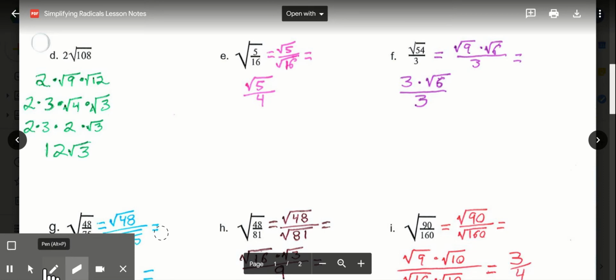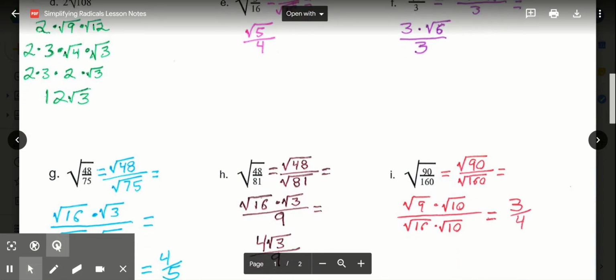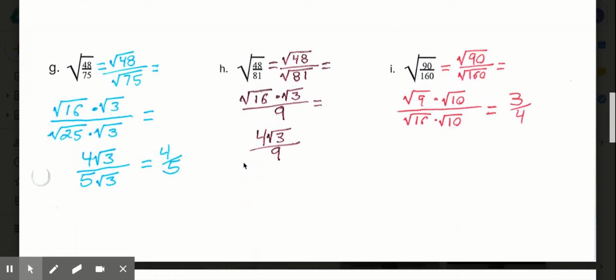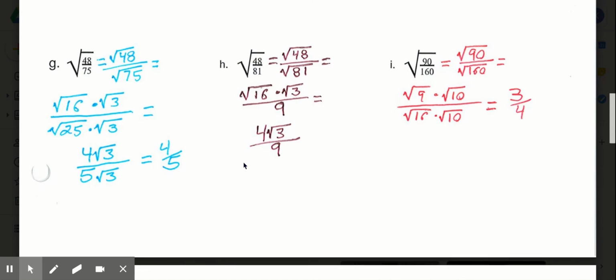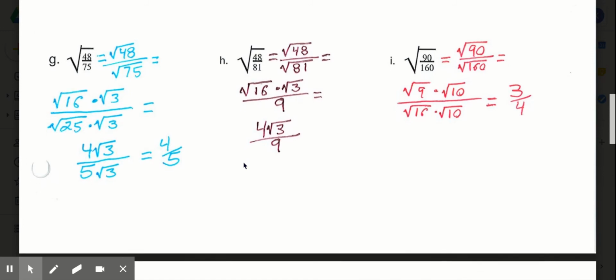All right, moving down. In G. So G, H, and I. In G, we have a fraction inside a radical. So we want to split top and bottom, square root of 48 over square root of 75.